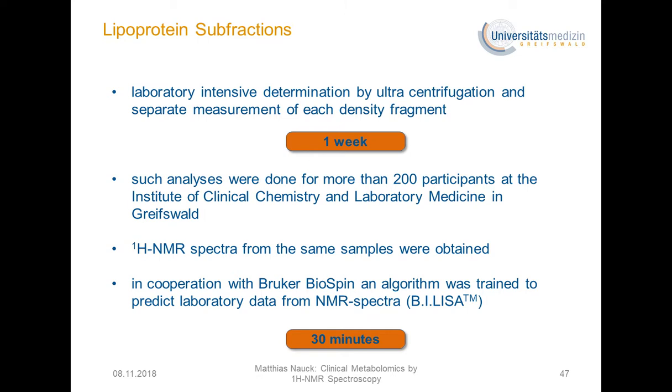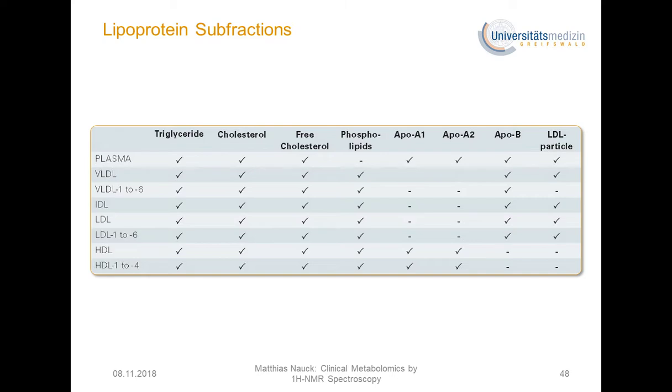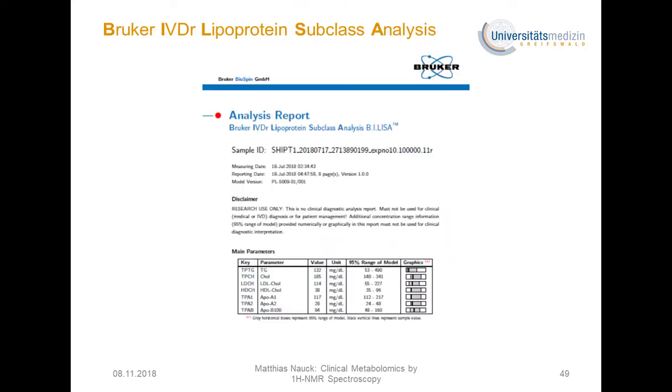We performed more than 200 such preparations, and in addition we measured these samples with NMR spectra and applied an algorithm together in collaboration with Bruker BioSpin. And now the procedure needs only 30 minutes. And we measure a lot of substances, as you can see in this overview: triglycerides, cholesterol, free cholesterol, phospholipids, ApoA1, A2, B, and the number of LDL particles.